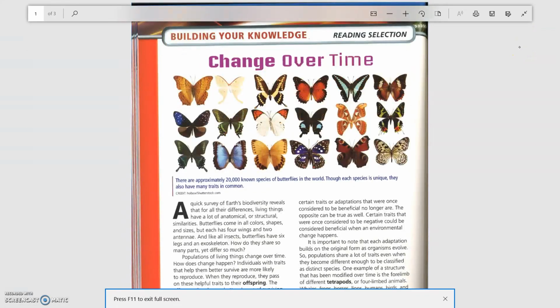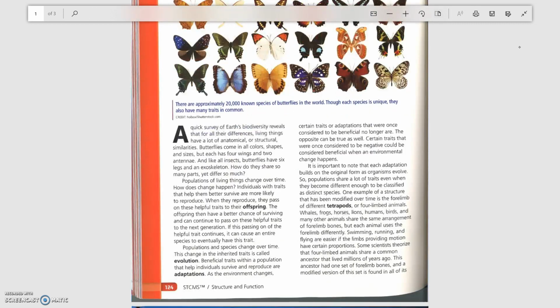All right, so this is building your knowledge, change over time. A quick survey of Earth's biodiversity reveals that for all their differences, living things have a lot of anatomical or structural similarities. Butterflies come in all colors, shapes, and sizes, but each has 4 wings and 2 antennae. And like all insects, butterflies have 6 legs and an exoskeleton.